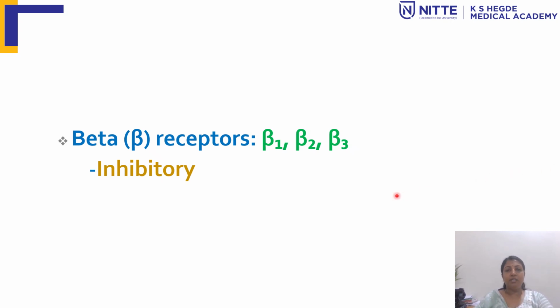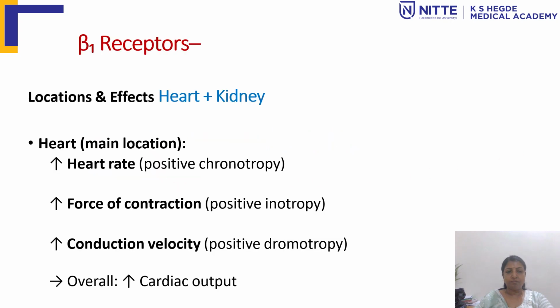Now coming to the beta receptors. You have three subtypes: beta 1, beta 2 and beta 3, which are usually inhibitory. Beta 1 receptor is mainly present in the heart as well as in the kidney. When beta 1 receptors are stimulated in the heart, it can increase the heart rate, the force of contraction and conduction velocity. So there is positive chronotropic, inotropic and dromotropic activity. Overall, it can increase cardiac output.